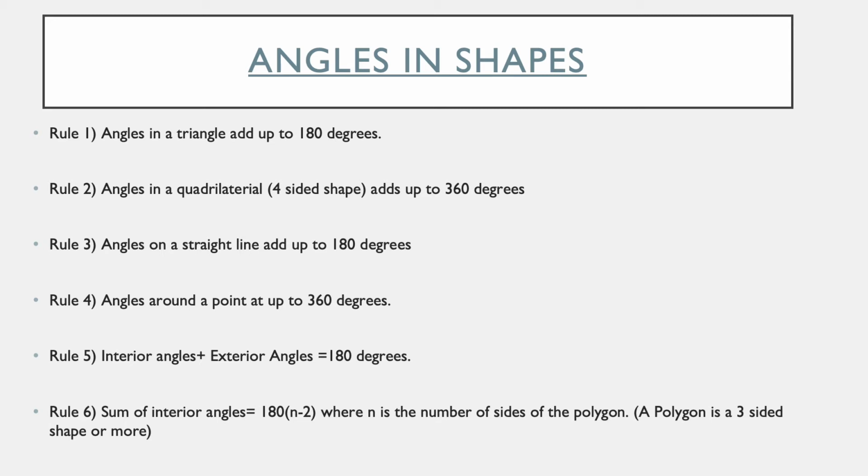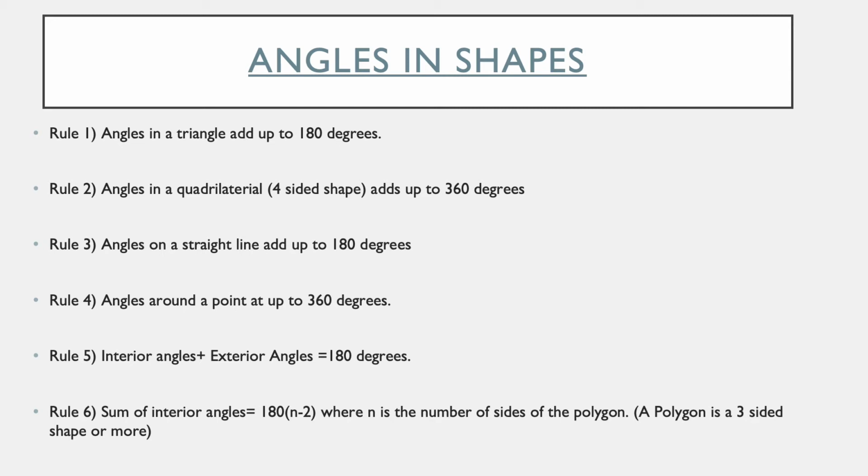Interior angle plus an exterior angle has to equal 180. The sum of interior angles is 180 times n minus 2, where n is the number of sides of the polygon, and a polygon is a 3-sided shape or more. So a polygon is a triangle, a quadrilateral, a pentagon, and so on. So it's a 3-sided shape or more.